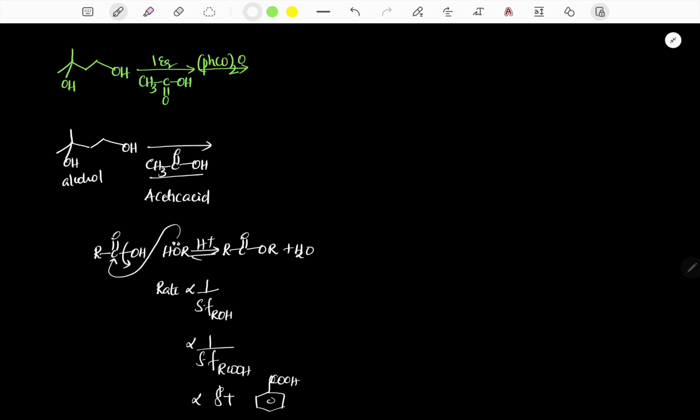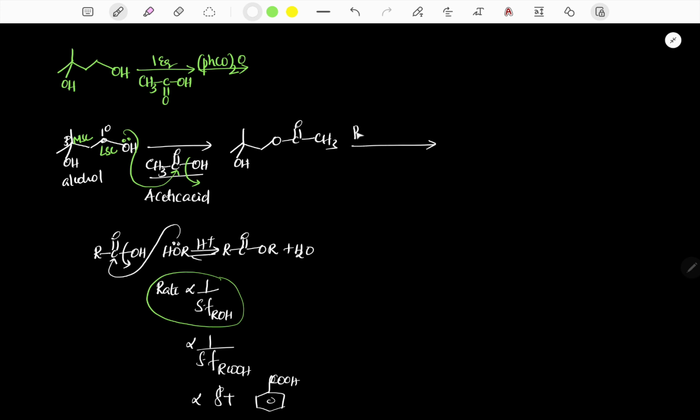So here if you observe, it is a primary carbon, it is a tertiary carbon. So this is less sterically crowded, and it is more sterically crowded. That's why the nucleophile attacks the carbonyl carbon, and the leaving group will leave based on this point. Therefore, the tertiary alcohol does not participate, the primary alcohol participates, and the corresponding carboxylic ester is formed.